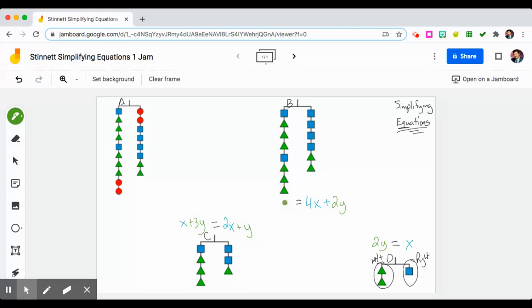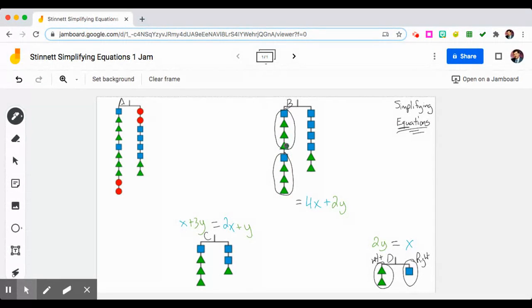Now, on this side, we can break it down a little bit more and look at what's happening. We have two patterns here. We have the same thing repeated. So we have this right here. We have a square and 3 triangles. And then we have another square and 3 triangles. So we have something happening twice.